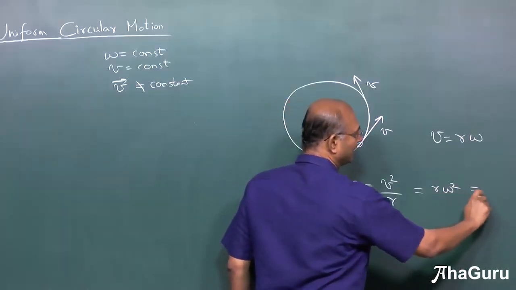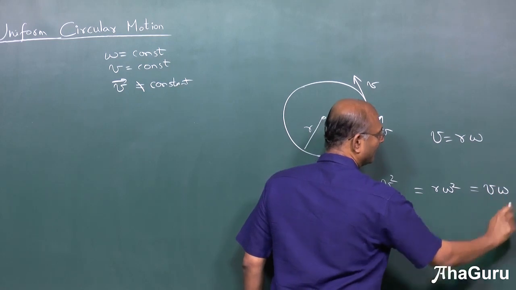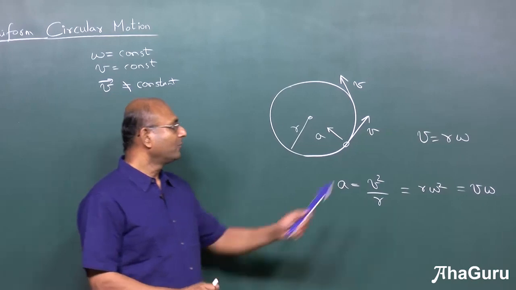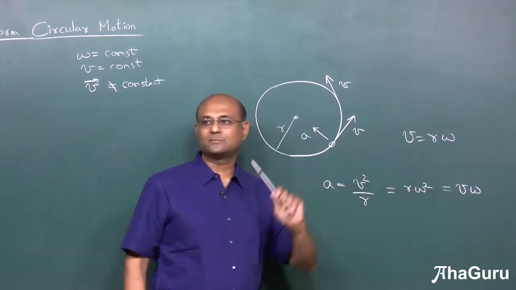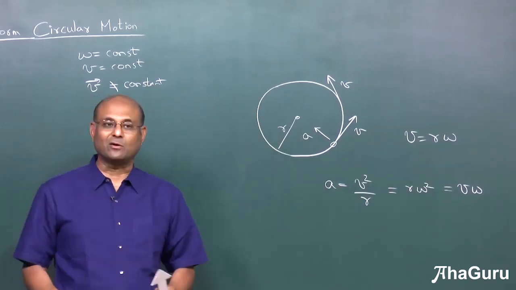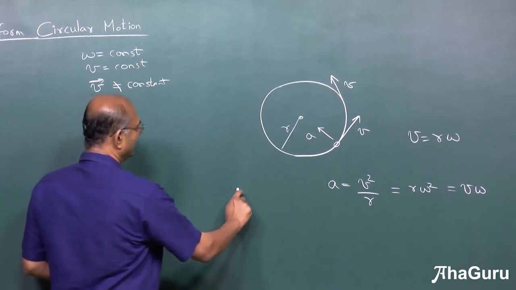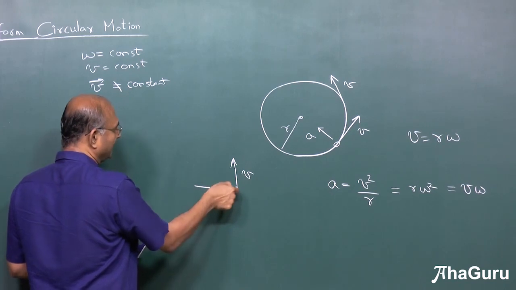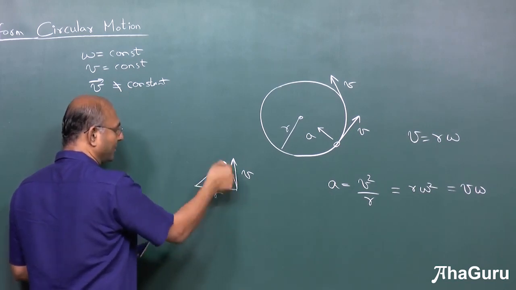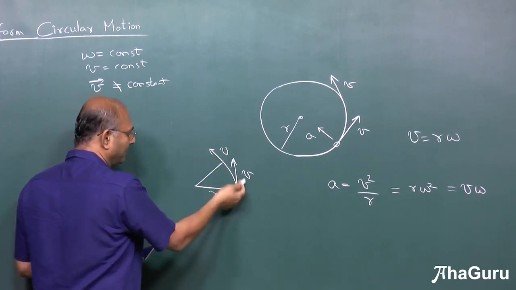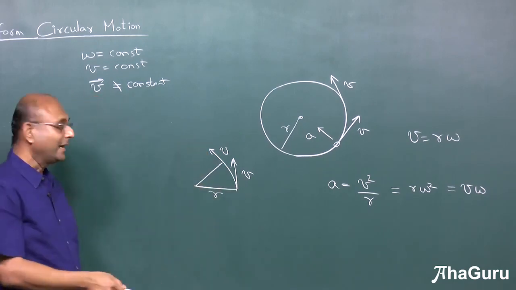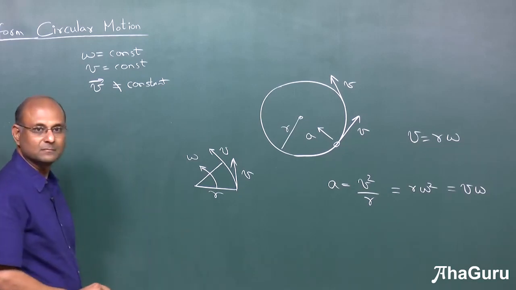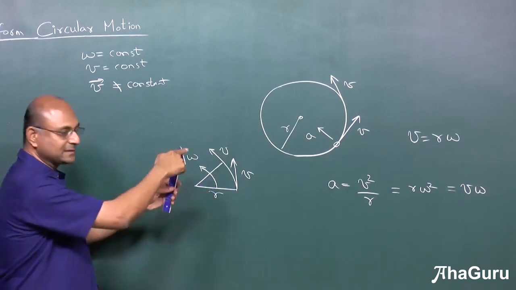But both of these come from the simple idea that a equals v omega. v equals r omega, a equals v omega. That is the symmetry you must think of. The basic idea here is that v changes this r. The reason this r goes around is because of this v. v makes this r turn around at a rate of omega. So v is the reason this r is turning around.